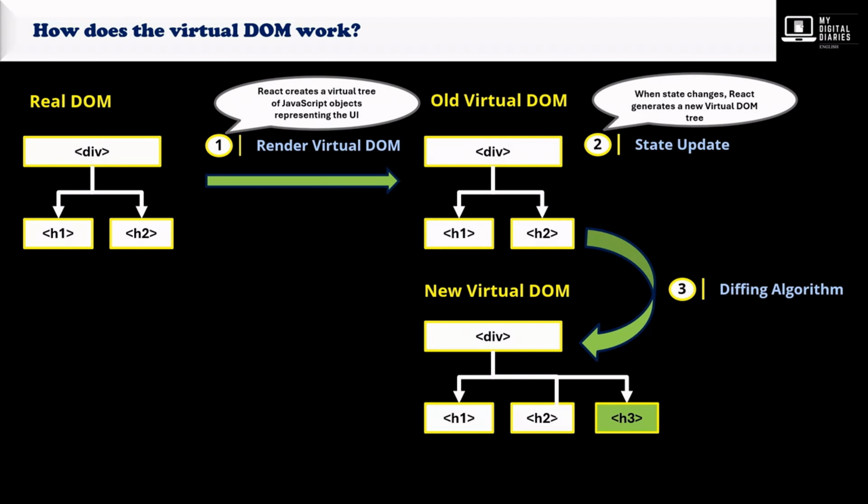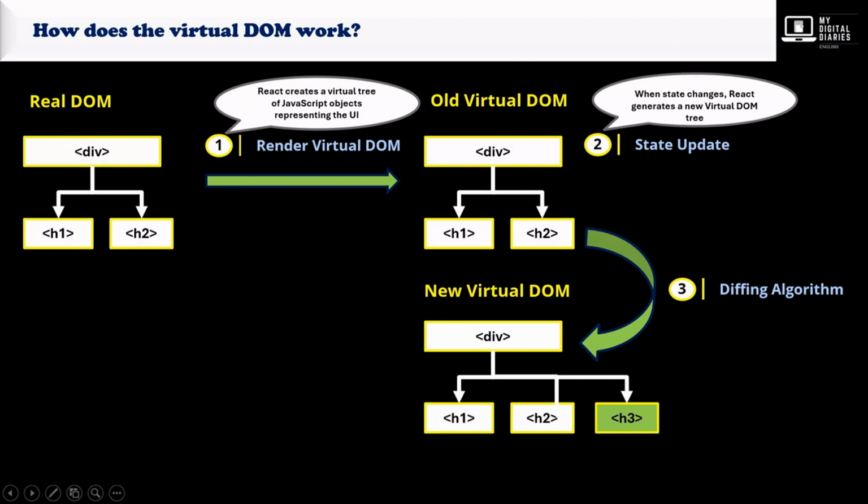And there comes the third step, the diffing algorithm. Now here is React's brain. React compares the old virtual DOM and the new virtual DOM. This comparison process is called the diffing algorithm. What does it actually do? It checks which elements are the same, which elements are changed, which elements were added, which elements were removed.